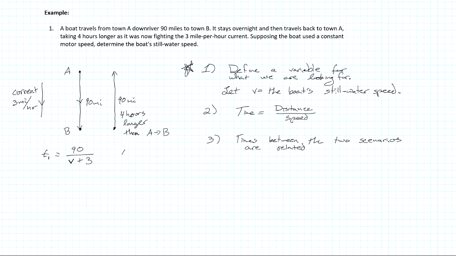And then on the way back, I'll call this T2. The distance is the same, 90 miles, but this is going to be over V minus 3. And the reason it's going to be subtracting 3 is because now the river is fighting against us. It's going to take away 3 miles per hour from the speed that we would be going in still water. All right, so that's step number 2.